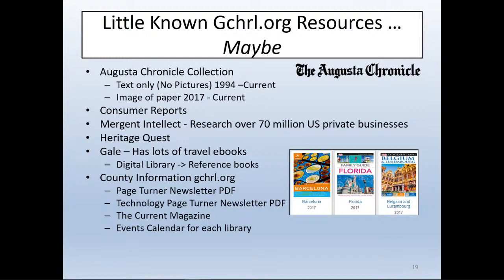So I'll kind of cover these and then we'll wrap up class. So a big thing is little known resources that you may or may not know that's available in there. The Augusta Chronicle collection is on there. You can search Augusta Chronicle, and Augusta Herald now has been added. They are continuously adding more and more to there if you're looking for doing some research, okay? Consumer Reports magazine is on there. It's available as well. Also, Merchant Intelligence allows you to research tons of private businesses. And of course, if you're looking into stocks and stuff, we do have the Ancestry at our library, but it's not a customized version. But you can use Heritage Quest for at home, okay?